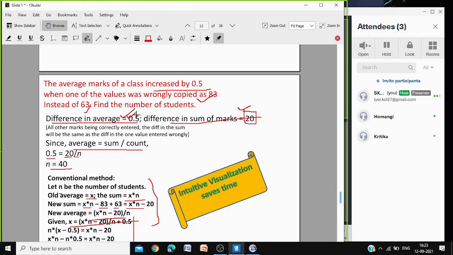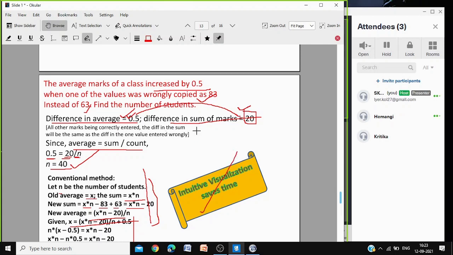So a difference of 0.5 corresponds to a total difference of 20. Average equals sum by count. So average 0.5 is equal to sum 20 divided by count, the number of students, n equals 40. So you don't need this roundabout method. This is what we call intuitive visualization, and it saves time.